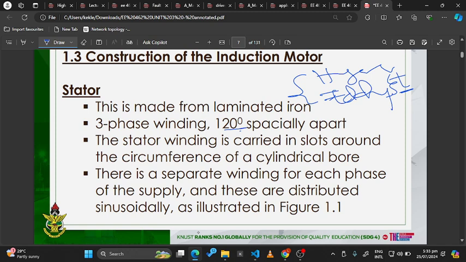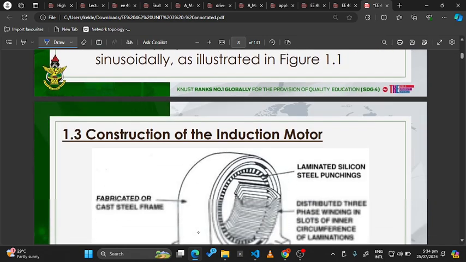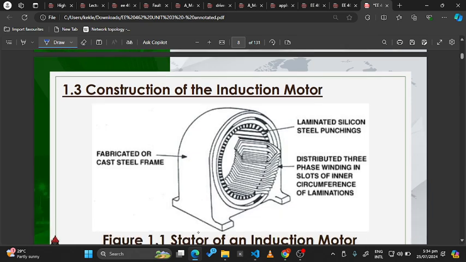So the stator windings are carried in slots around the circumference of the cylindrical frame. You see the cylindrical frame over here, it is cylindrical in nature. What you have here are the slots, and you can see that these windings are placed in the slots.